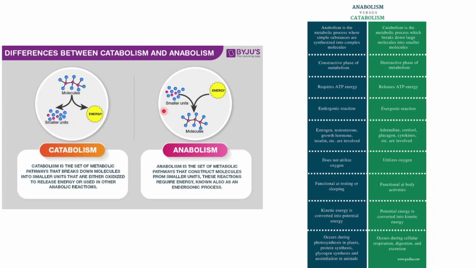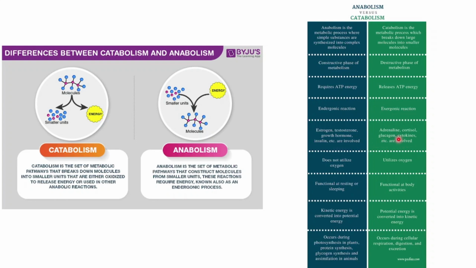Anabolism is a set of metabolic pathways that construct molecules from smaller units, and these reactions require energy. So obviously when you are taking small molecules and constructing a bigger molecule, this process will require energy. So it's an endergonic process. So this is another quite detailed example. So anabolism, as I said, is synthesis, catabolism is breakdown, anabolism is the constructive phase of metabolism, catabolism is the destructive phase of metabolism. And anabolism, since you're making stuff, you need energy, and catabolism, you're breaking stuff, you basically give out energy. So that means endergonic and exergonic.